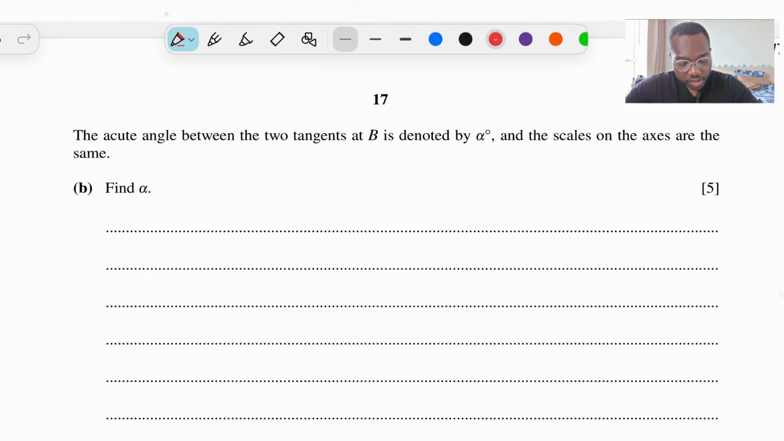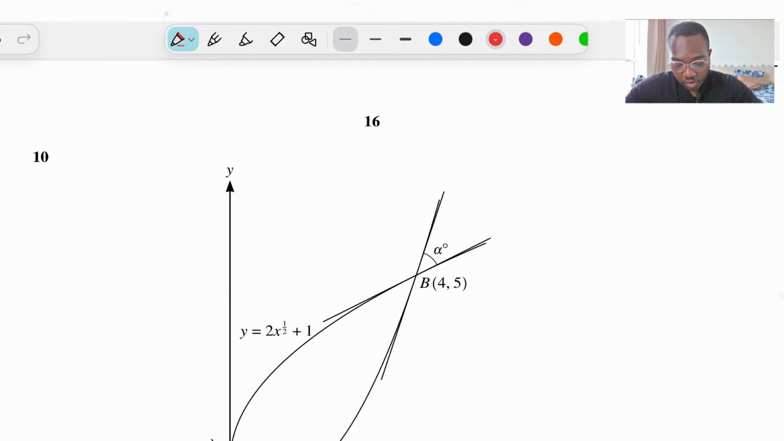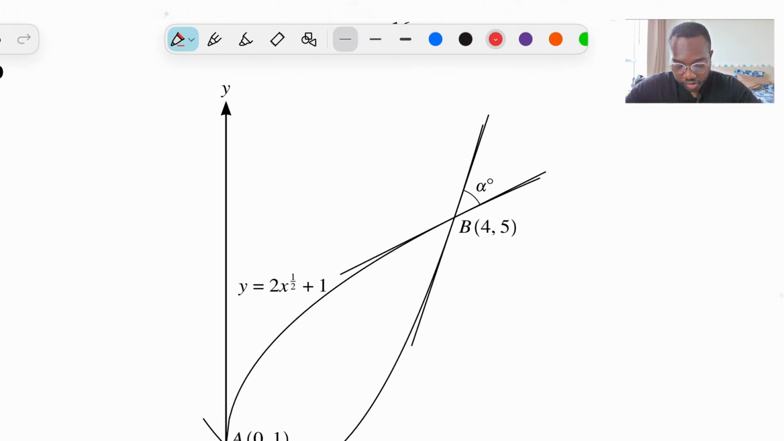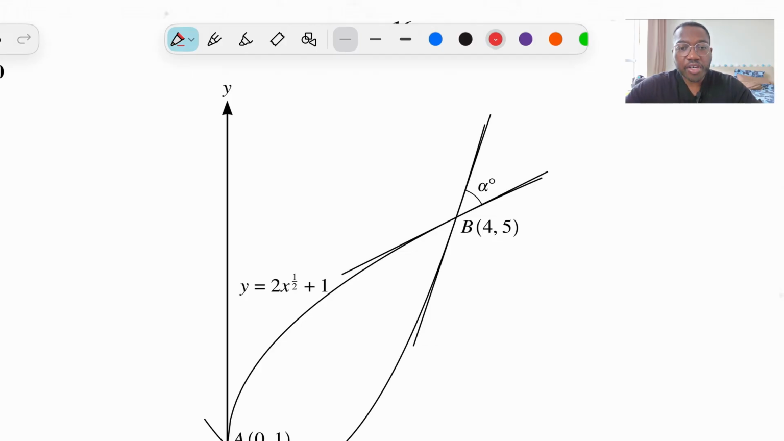Part B, we've got this acute angle between the two tangents at P is denoted by alpha degrees, and the scales on the axes are the same. We need to find alpha. So this may be the first time you've seen a question like this, okay? And at first, it does look very challenging.